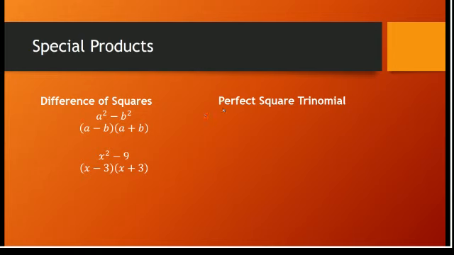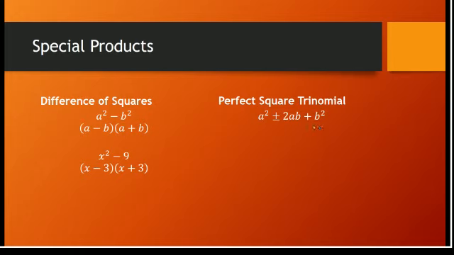A perfect square trinomial is a different pattern. It's a little more complicated. Notice we have a square on the front and on the back again, but instead of just a subtraction in the middle, there's a middle term that's 2 times the square roots of a squared and b squared. So 2 times a times b. The middle term can be positive or negative, but the last term has to be positive.